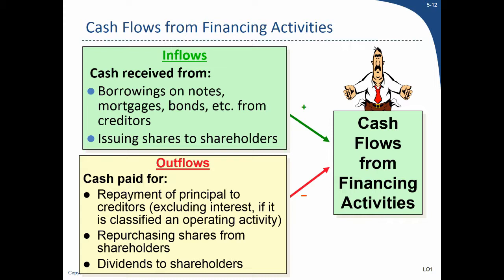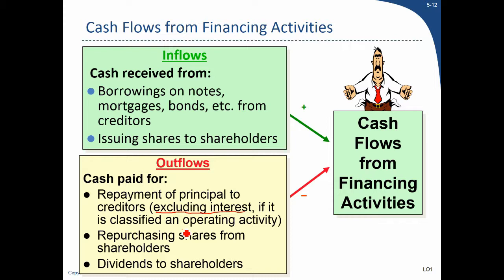Okay, we saw this in the very first class. These are classified as financing activities. And then the outflow is just cash related to those parties, shareholders and creditors. Repaying principal, excluding interest if it's classified as an operating activity, right? Excluding interest.